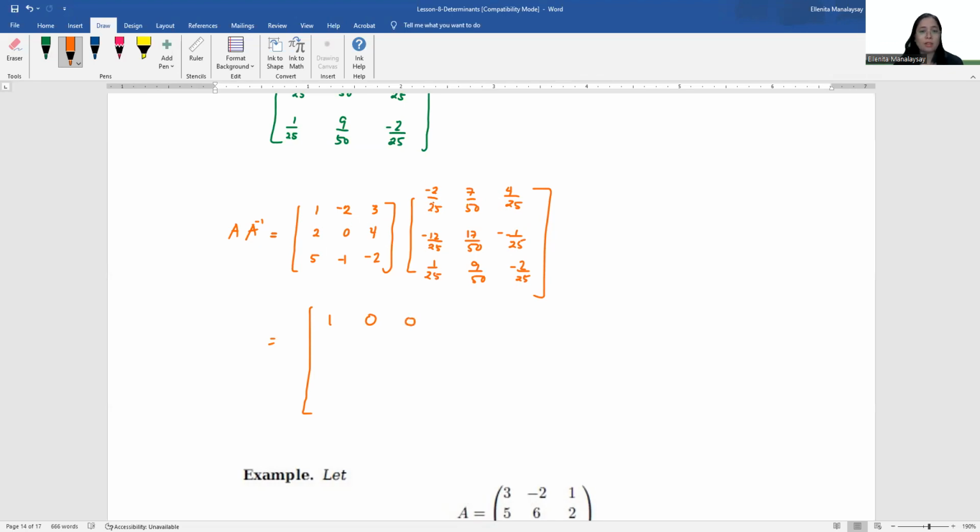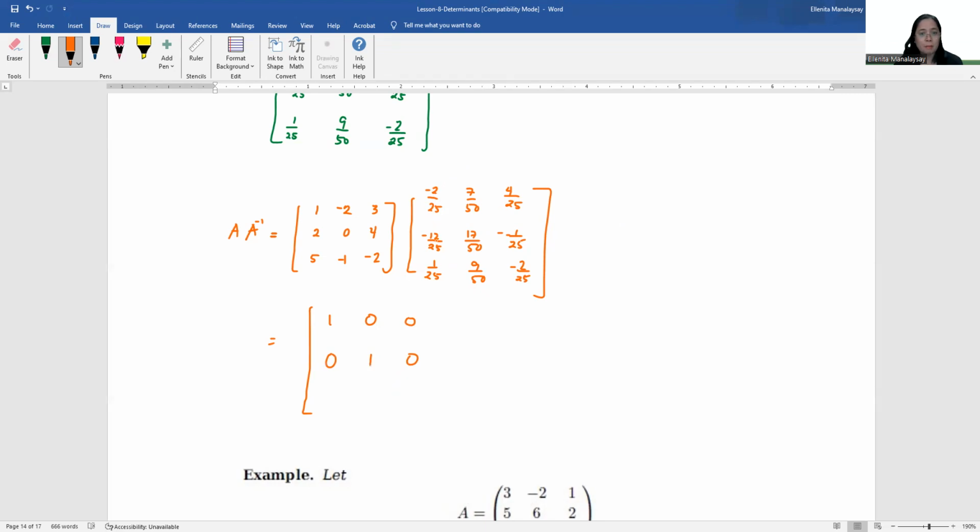Okay, second row, first column. 2 times negative 2 is negative 4, plus 4 times 1 is 4. So that is 0. Kasi ito magzi-0 na. Next, second row, second column. 14 plus 0 is 14 plus 36. 14 plus 36 is 50 over 50. So that is equal to 1. Next, 8 plus 0 is 8 minus 8. That is 0 over 25. So that is 0. Next, third row.